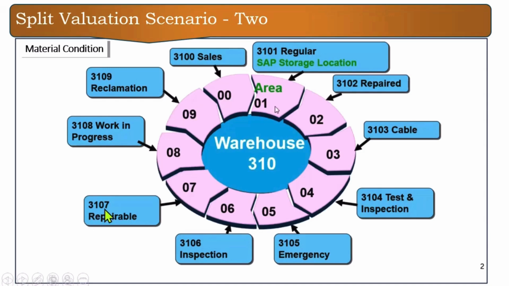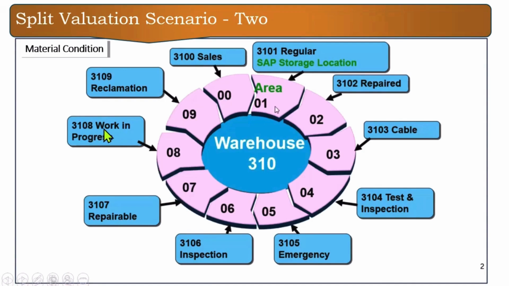And then you have 3107, this is a repairable material. If the material in the warehouse can be repaired after the inspection, they will put it as 07 material type. So this is the unit which does the testing after repair, and before repair to determine whether the material can be repaired, all those things. This small unit will do all that job.